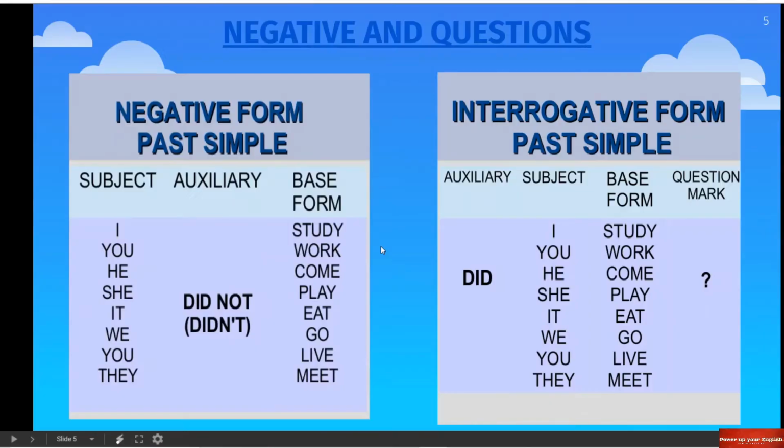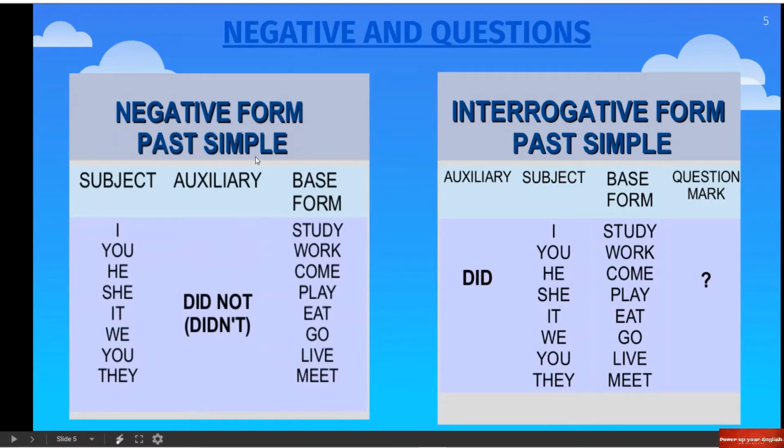So what I would like to do now is to show you how to form the negative form of the simple past and of course to ask questions. Questions in the simple past. So let's have a look. So here we have our subject for the negative form. Do you remember? No inversion. So we have the subject.